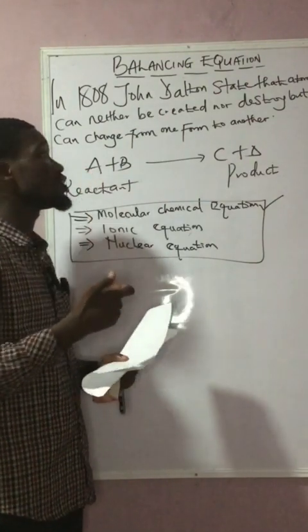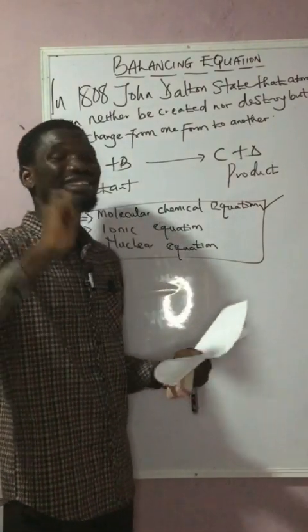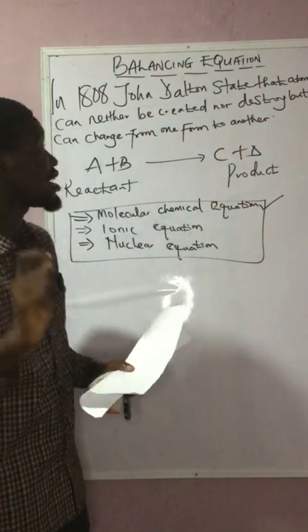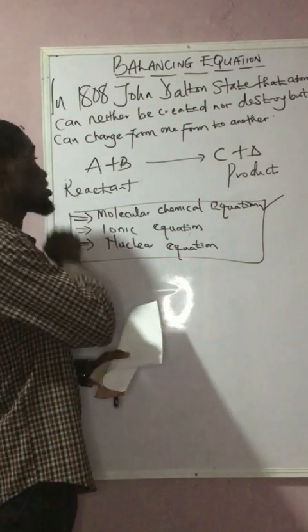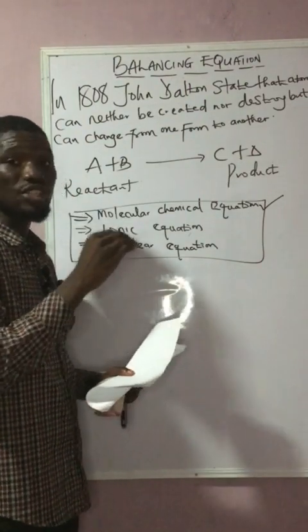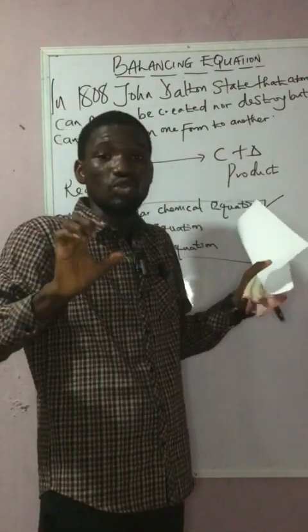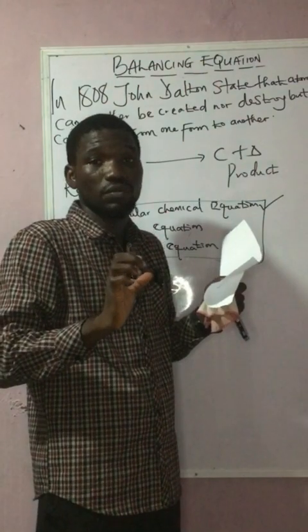And the third one, which Dalton lays emphasis on, is that atoms can neither be created nor destroyed, but can change from one form to another. That is, if the atoms at the reactant side are the same, then the atoms at the product side must be the same. That is, they must be equal to each other. Are you with me now?